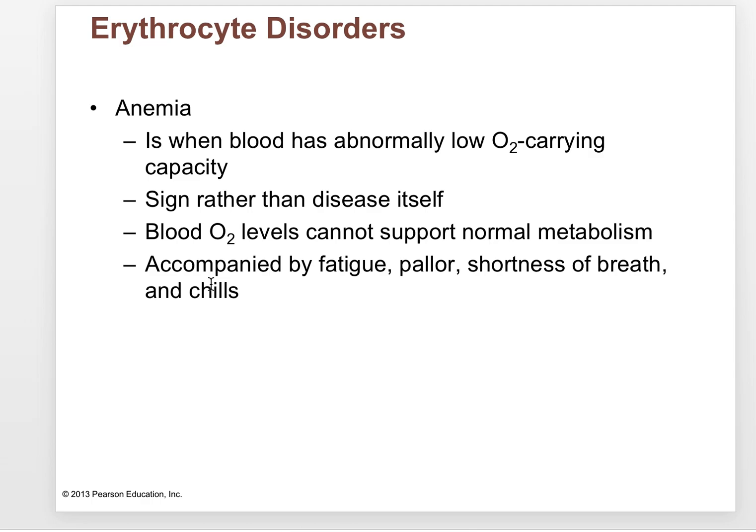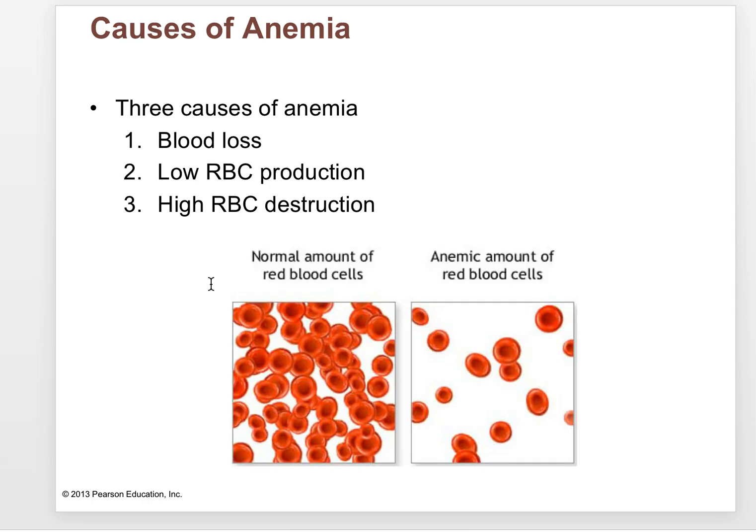Anemia is when the blood has abnormally low oxygen carrying capability. This is a sign rather than the disease itself. Anemia is also accompanied by fatigue, pallor, shortness of breath, and chills. Three main causes of anemia are either blood loss, low production of red blood cells, or high destruction of red blood cells.